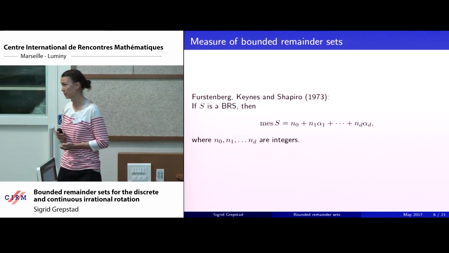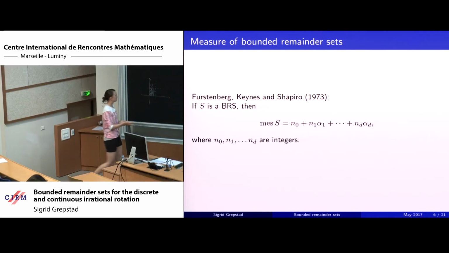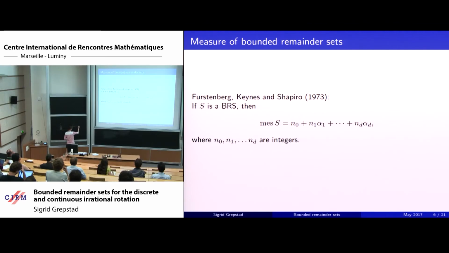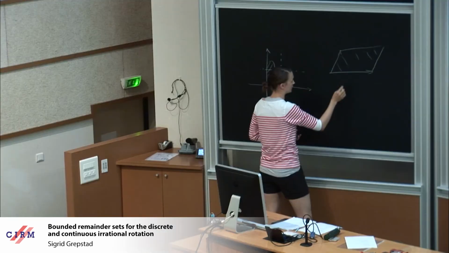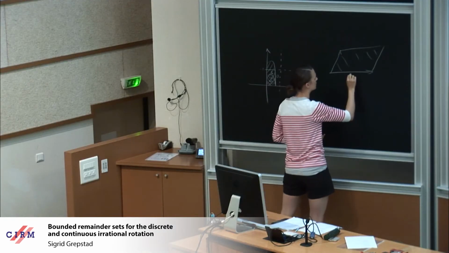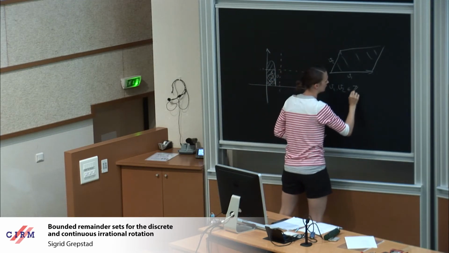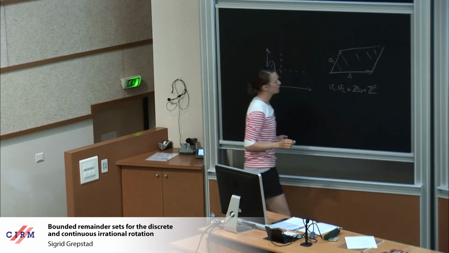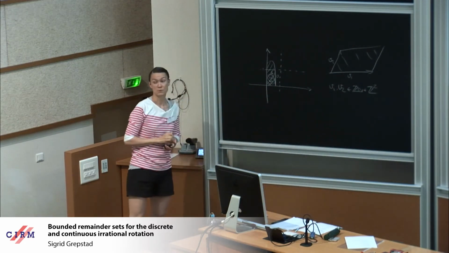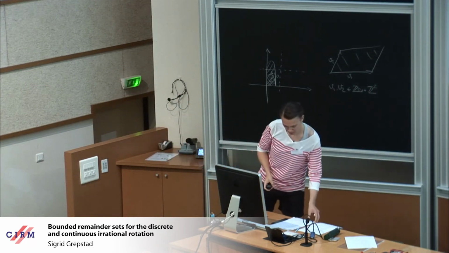Now, what we showed in our paper is that they can all be realized by one of these boundary remainder parallelotopes. So if you give me a measure, any measure, then I can, in 2 dimensions, for instance, find one of these parallelograms such that my parallelogram has that specific measure. And I will shortly get back to why this is important.